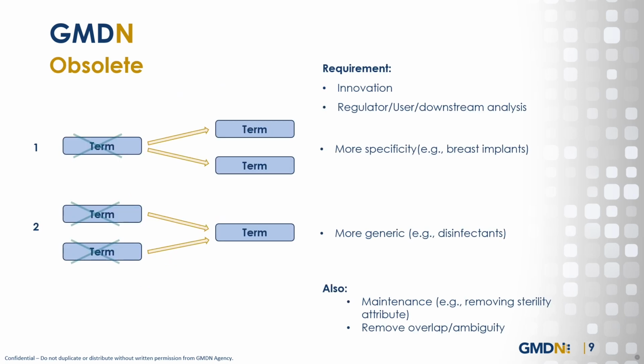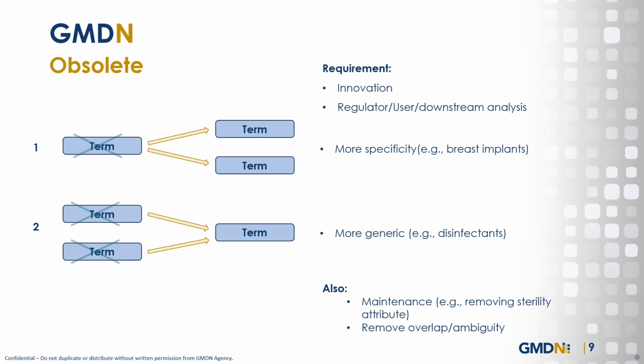Terms are made obsolete. This is not frequent at under 2% of the total per year. And it's done for a number of reasons. Principally, it's because innovation or the regulator or the downstream user requires more specificity or granularity in the terms. So two or more new terms are created which represent subgroups of the original term, and the original term is made obsolete to avoid the overlap.